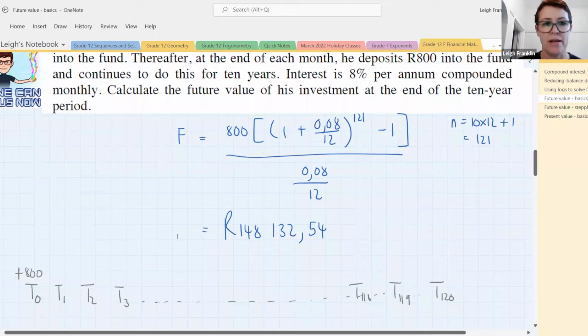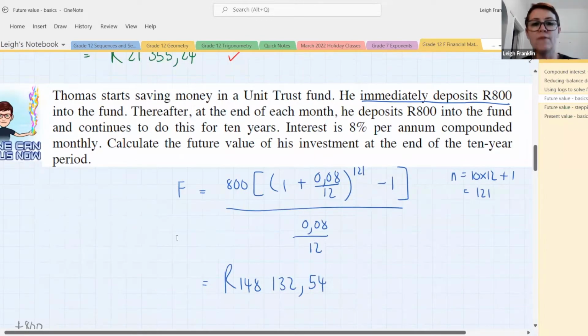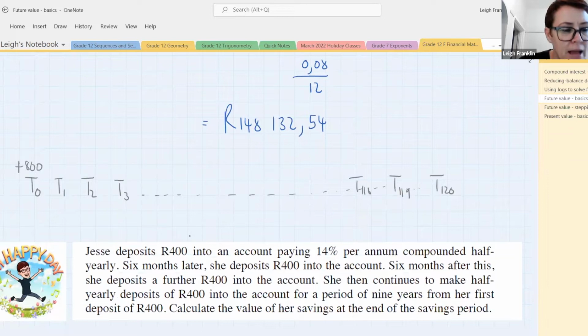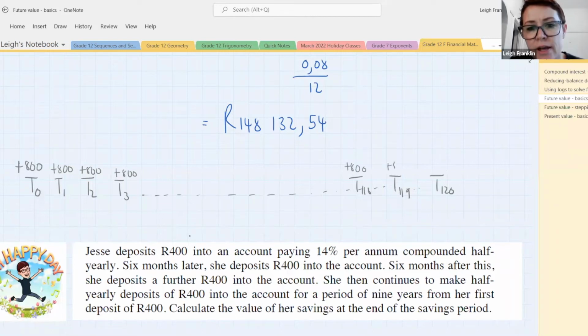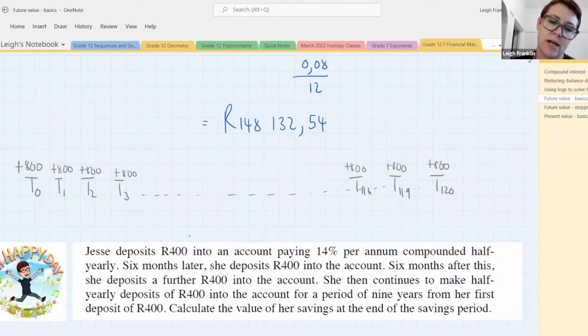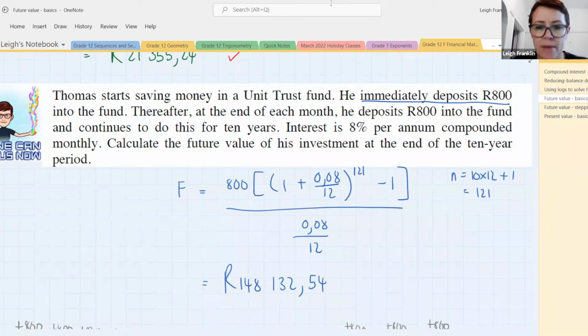It's a specific meaning. And then it says, thereafter, at the end of each month, he deposits 800 Rand into the fund and continues to do this for 10 years. So he put the 800 in immediately, and at the end of the first month, and for every month thereafter, at the end of the month, he faithfully deposits his 800 Rand. So when it comes to calculating the value of N, because of this immediate deposit, he has made 121 payments of 800 Rand and not just 120. Is everybody happy with that? Does that make sense?